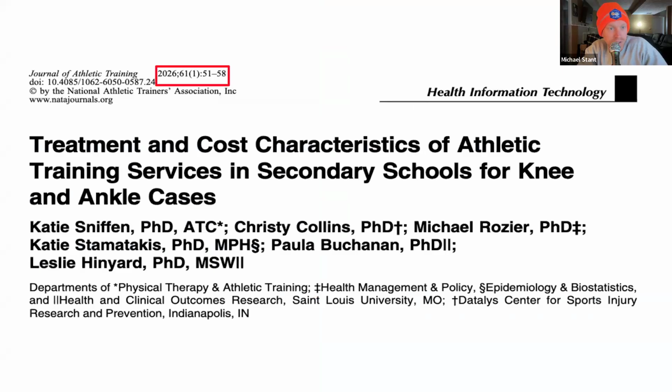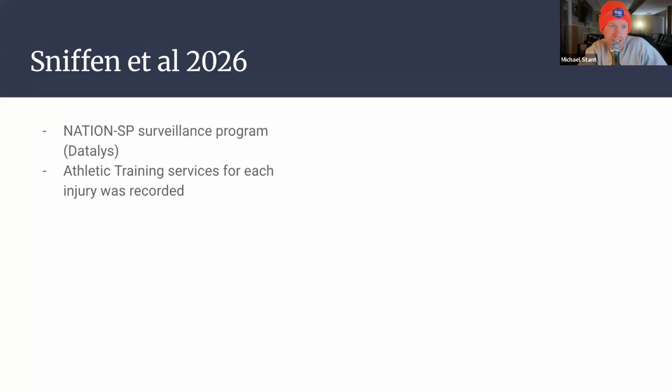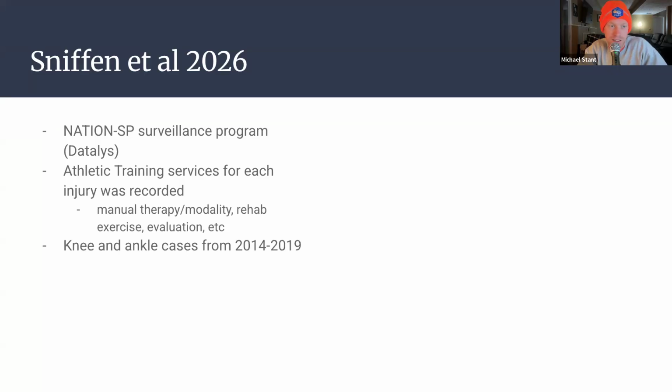So this is actually another high school study. This just came out. It was looking at costs for athletic training services in secondary schools for knee and ankle cases. I want to point this out because it does give you a number about what each case could be, how much money and services you provide for each case. It used a national database, Datalyst, for anyone who's ever participated. Datalyst is this national database that people contribute to. So, recorded services for each injury. It covers knee and ankle cases from 2014 to 2019.